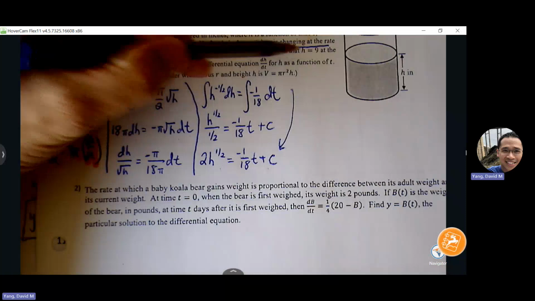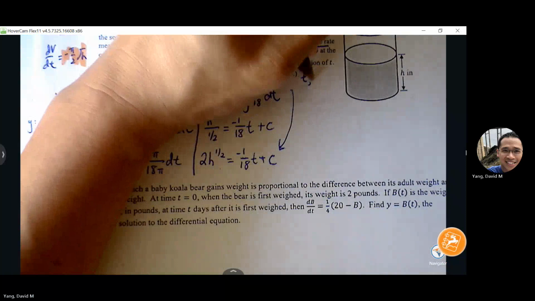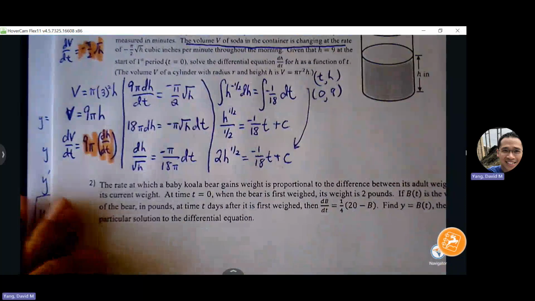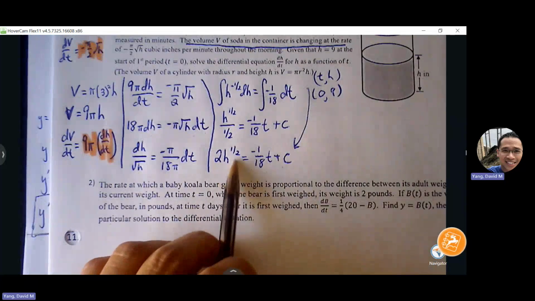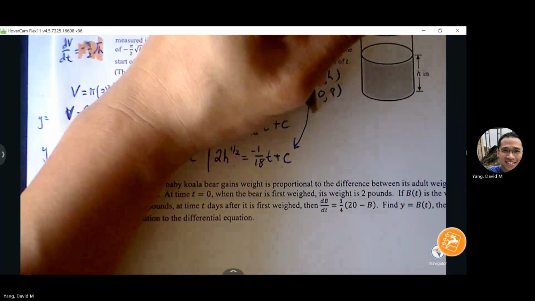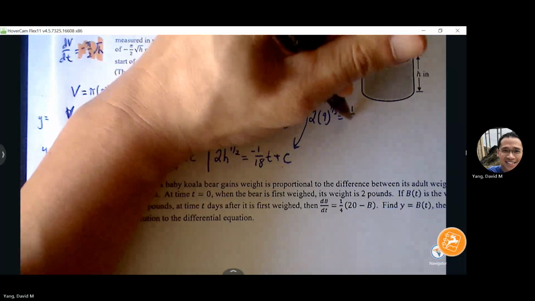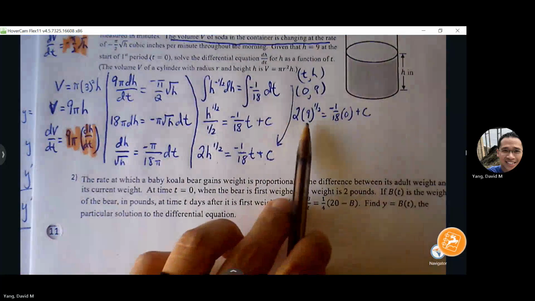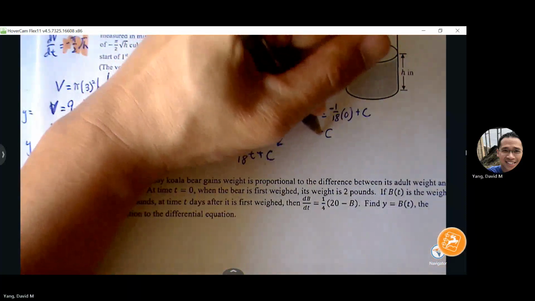In this case, I'm going to just solve for my C first. I know that at t equals 0, h is 9. So I can replace h with 9, 0 in for t, solve for C. And once I solve for C, I can then work on trying to get that h by itself. Square root of 9 is 3. 3 times 2 is 6. C is equal to 6.